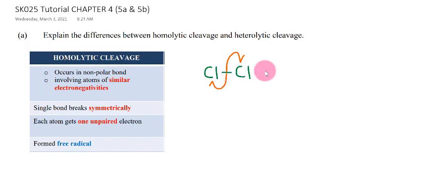After this bond is broken, each chlorine atom will get one unpaired electron. This unpaired electron represents the free radical.